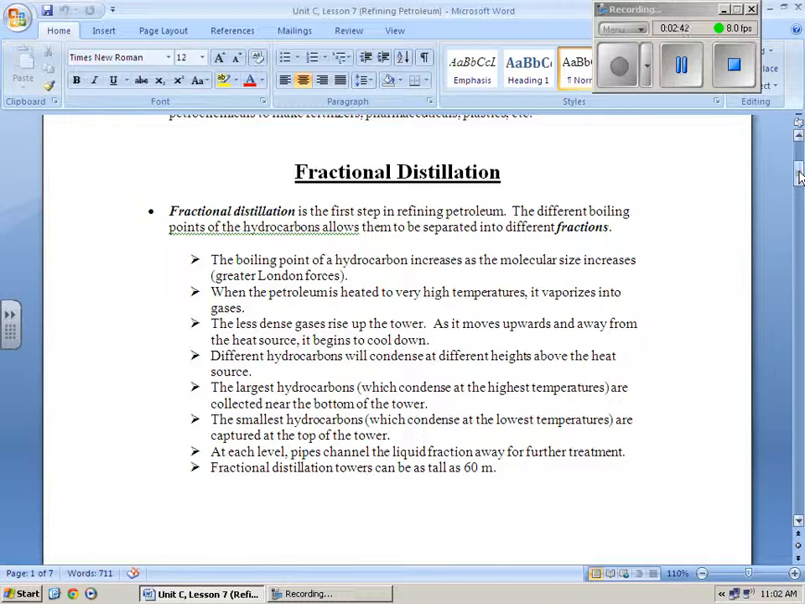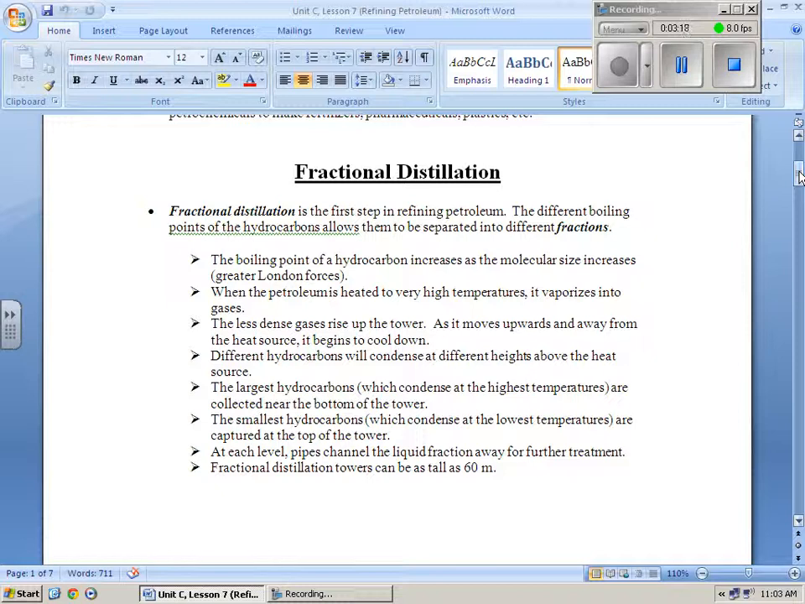The less dense gas rises up the tower. As it moves away from the heat source, it begins to cool down. I have a diagram here, and we'll go over this with the diagram as well. If the heat source is down here, as you get farther and farther away from the heat source, the gas begins to cool. And as you get higher and higher, eventually the gas will cool enough to condense back to a liquid. And when it condenses into a liquid, that's where you can collect it. Okay, and I'll give you some examples of that coming up here.